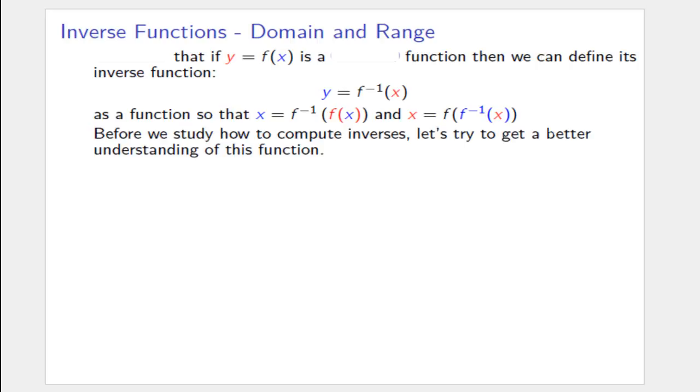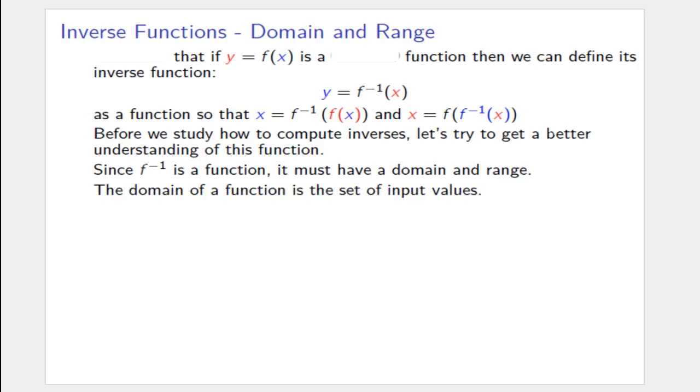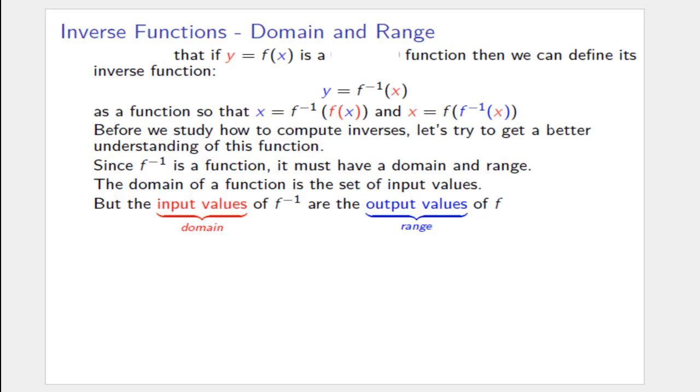Now, before we study how to compute inverses, let's try to get a better understanding of this function. Since f inverse is a function, it must have a domain and range. The domain of a function is the set of input values, but the input values of f inverse are the output values of f, which means that the input values, the domain of f inverse, is the range of f. So what we found is that the domain of f inverse equals the range of f.